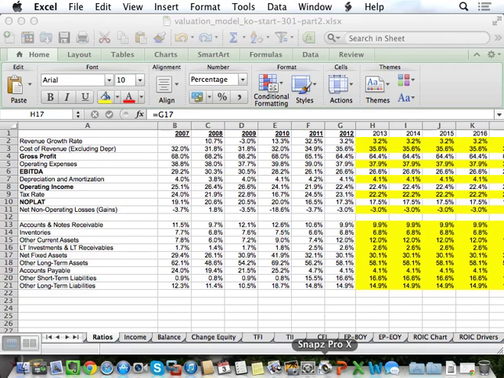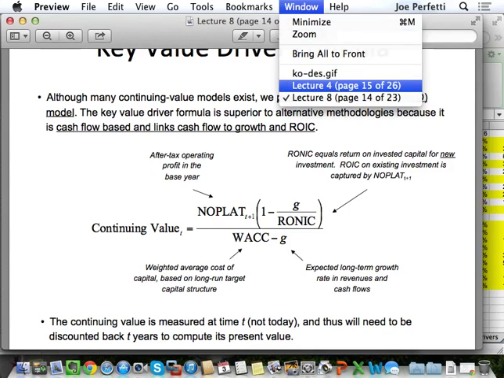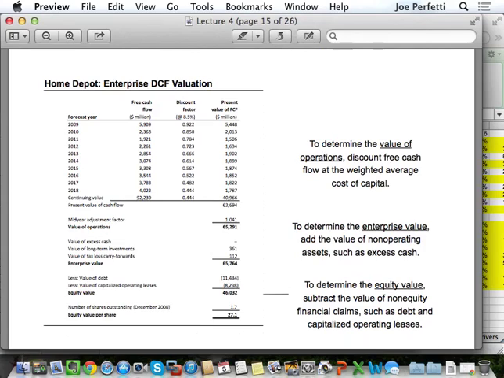So conceptually, if we go back to lecture 4, when we talked about how McKinsey had valued Home Depot using the enterprise DCF methodology, there was a reference that said this is basically the process that we're going to use for enterprise DCF valuation in this class. So ultimately, we're going to put together a tab that looks a lot like this screenshot. This is a template that we're going to use for the enterprise DCF methodology.